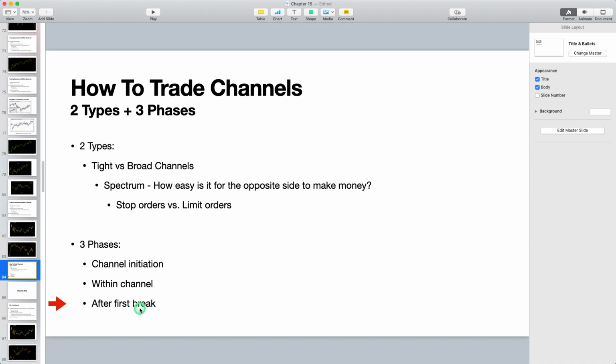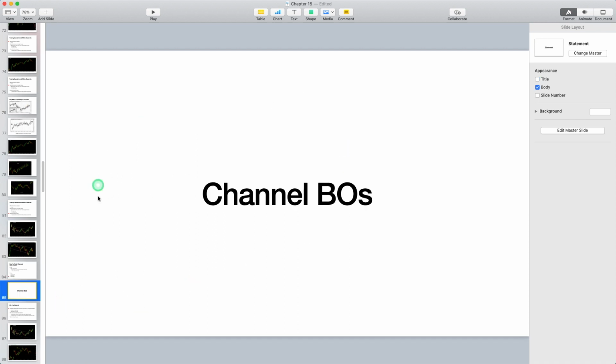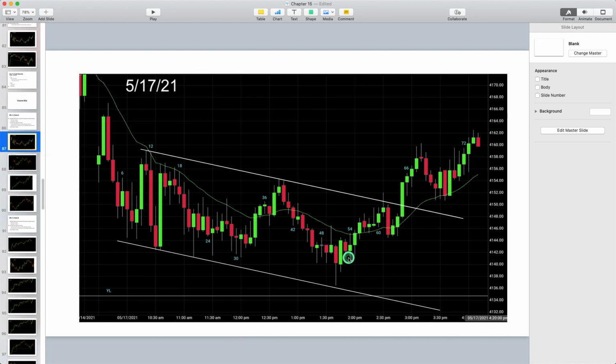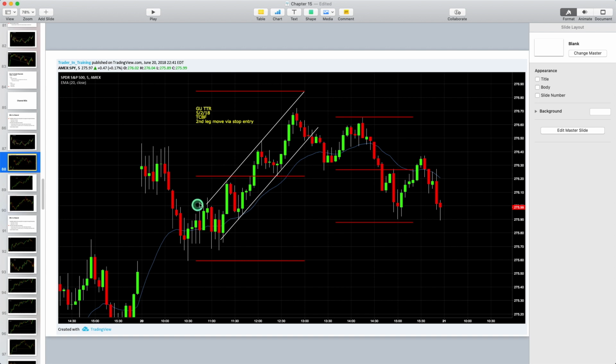And finally, the third phase is after the first break. So now we're going to talk about channel breakouts. So Al explains that you should interpret every bull channel as if it's a bear flag and every bear channel as if it's a bull flag. So whether the channel is tight or broad, eventually the breakout is usually beyond the trend line. So in this case, we have a broad channel. It's usually going to eventually break out past the bear trend line, even if it has some overshoots beyond the trend channel line first.